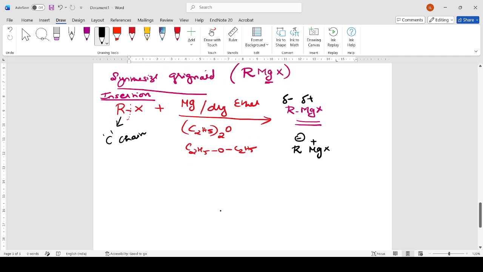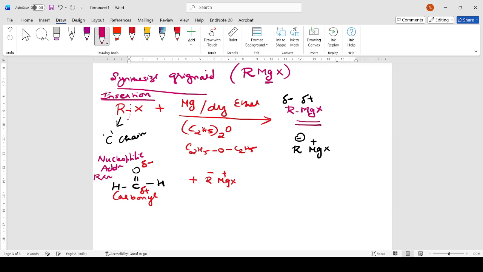Now, we are going to understand how it attacks the aldehyde part, RCHO. As we mentioned, this is the carbonyl. The carbon here is electropositive and the oxygen here is electronegative. I treat it with R minus MgX. The reaction type is called a nucleophilic addition reaction.